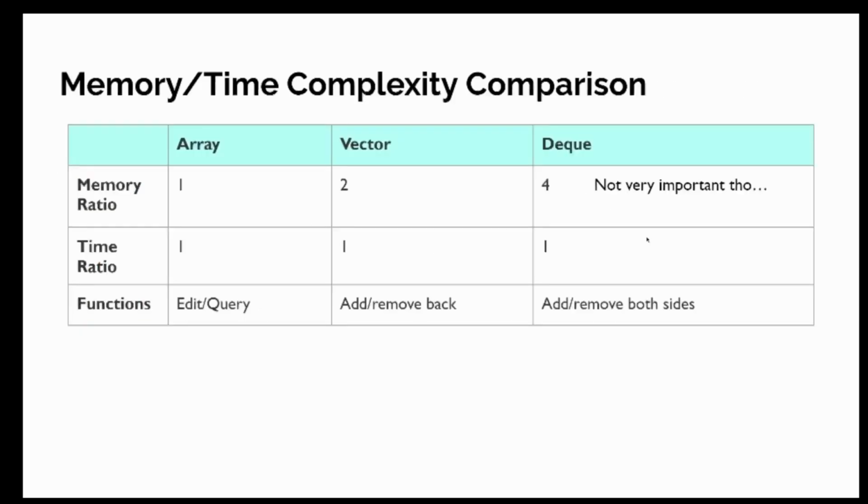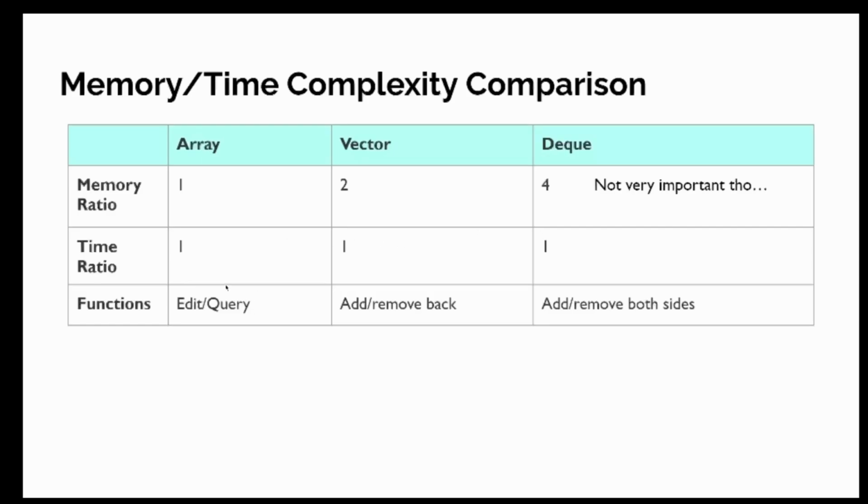Okay, so time complexity comparison, memory ratio 1, 2 to 4. As you can tell, vectors, since they're like better than an array, it will use more memory. A DQ is also better than a vector, so it will use more memory. Time ratio is all the same in order to access or add elements.